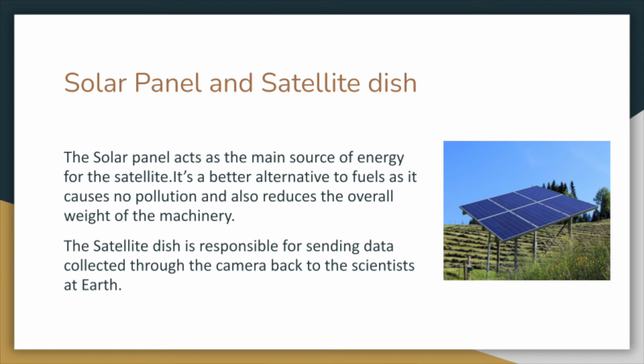Now, the solar panel and satellite dish. So, the solar panels are the main source of energy for the satellite. The satellite dish sends the data collected through the camera back to the scientists on Earth.